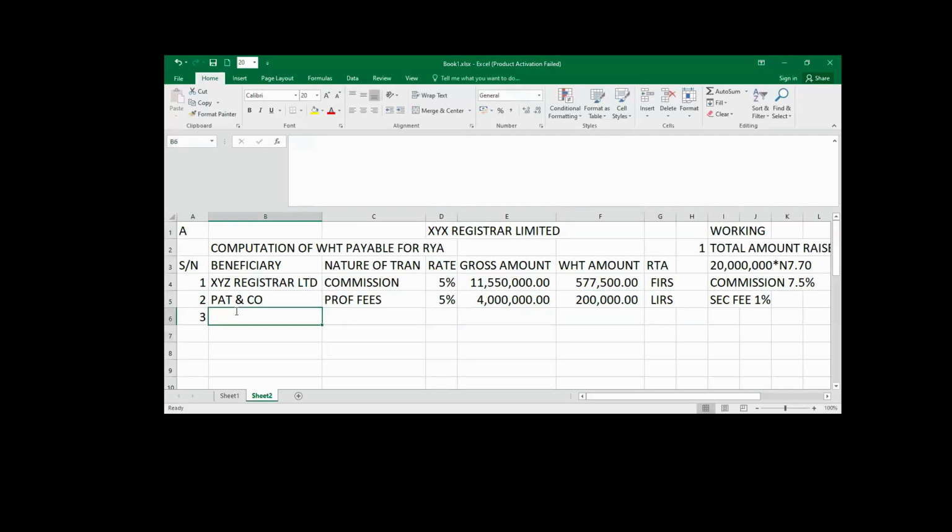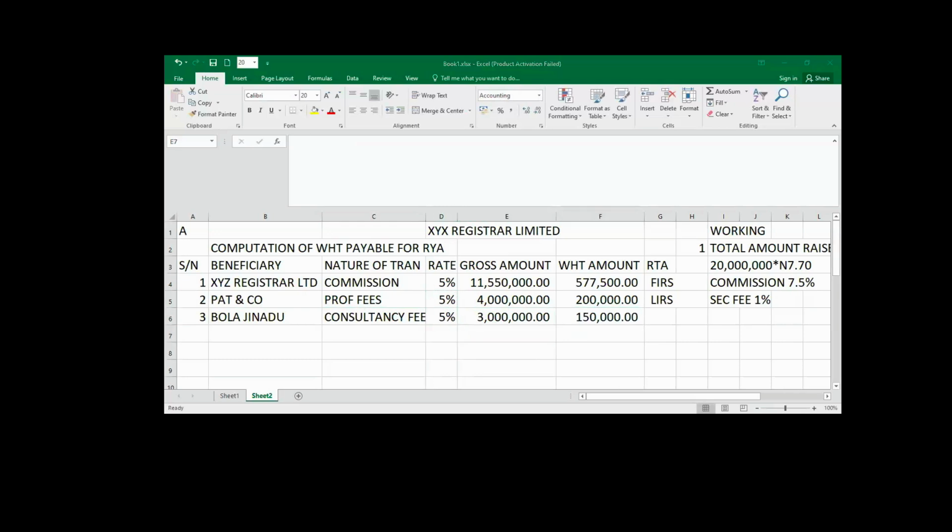Number 3, we have Bola Jinodu, who is the solicitor. The solicitor will also collect a consultancy fee or solicitor fee, whatever you want to call it, at the rate of 5%. Bola at 3 million. So 5% of 3 million will give us 150,000. In the question, we are told that Bola Jinodu is situated where?